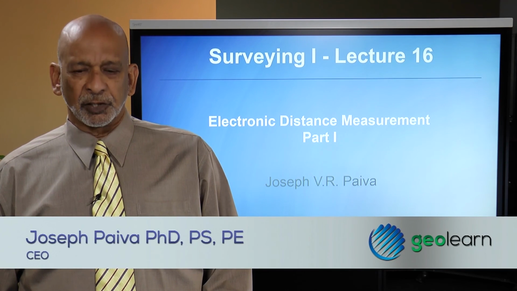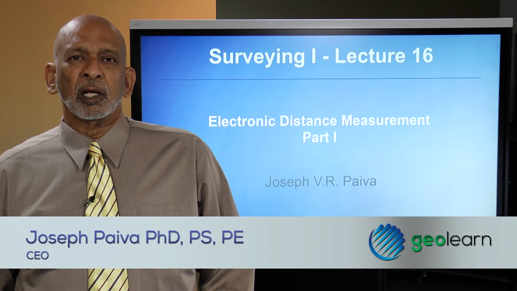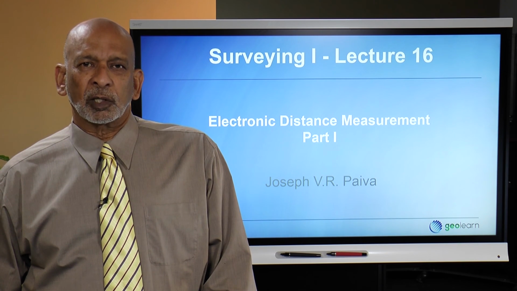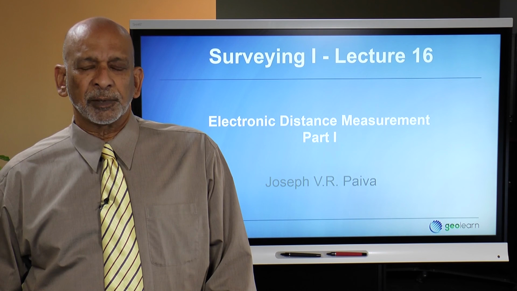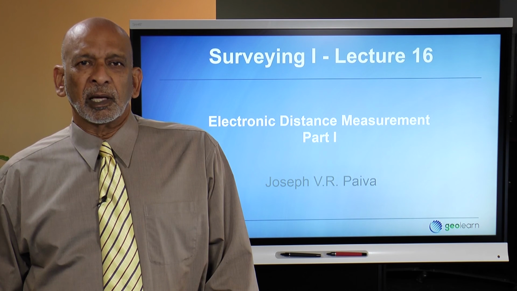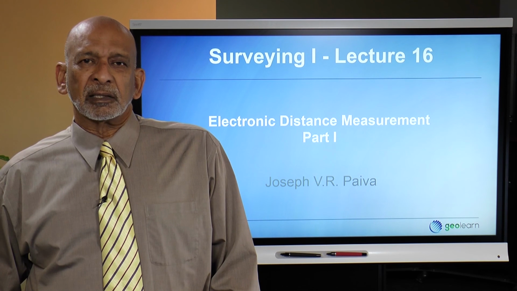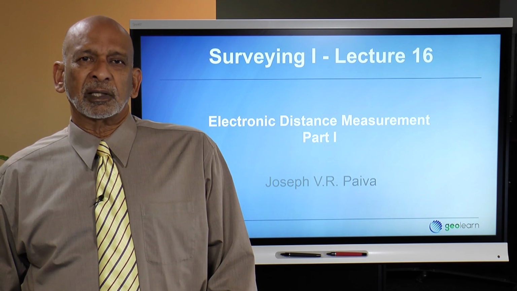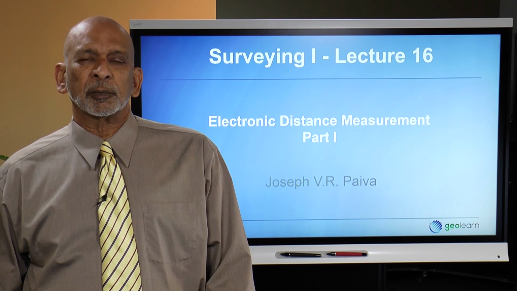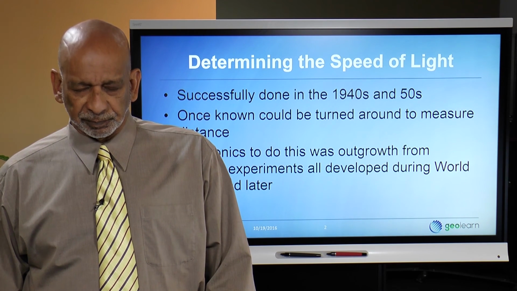This is Surveying 1, Lecture 16, and in this lecture we will cover the first part of electronic distance measurement. Now, we didn't touch on this subject when we talked about distance measurement using tapes, but now that we have covered some of the angle measurement topics, and because in this class we use the total station, which combines the angle measurement device with the distance measurement device, it's now time to talk about electronic distance measurement because that is the technology used in a total station.